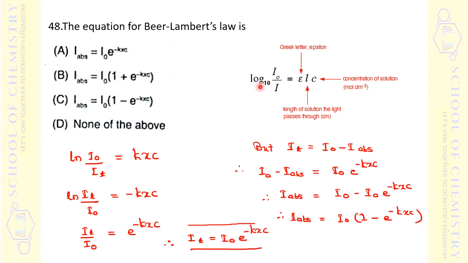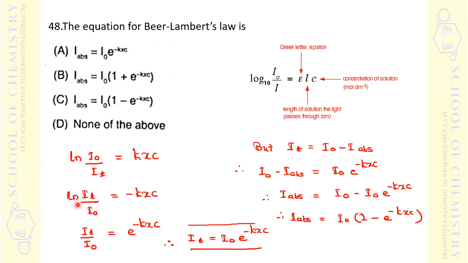So instead of log, if I apply ln, the natural logarithm, to the same equation, it can be written as ln of I naught upon IT is equal to k into x into c. Whatever terms they have used, that has been used here. K is the proportionality constant, which is nothing but epsilon. X is for path length. Here it is L, and C is concentration, same.